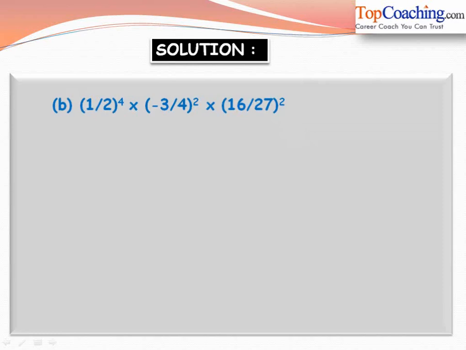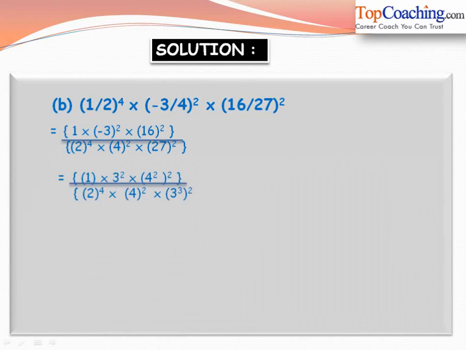The second part is (1 by 2) to the power of 4 into (minus 3 by 4) to the power of 2 into (16 by 27) to the power of 2. Now this could be further written as 1 into (minus 3) square into 16 square divided by 2 to the power of 4 into 4 square into 27 square. Here we have used one of the properties of the exponent and written this expression this way.